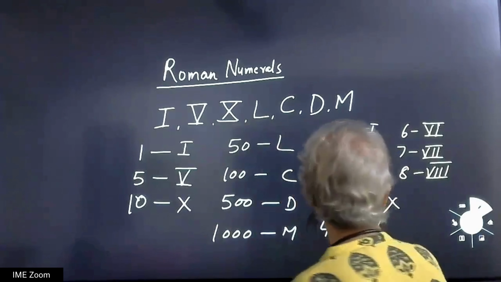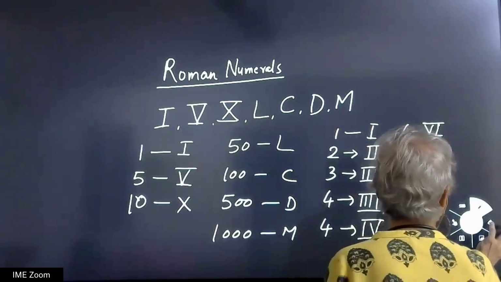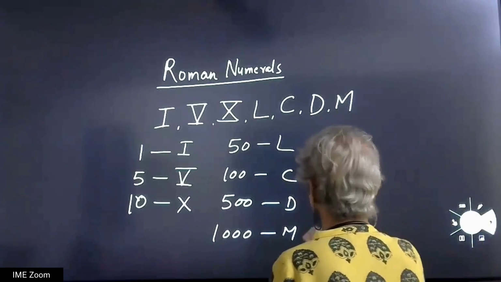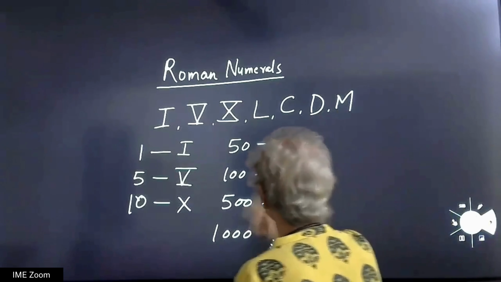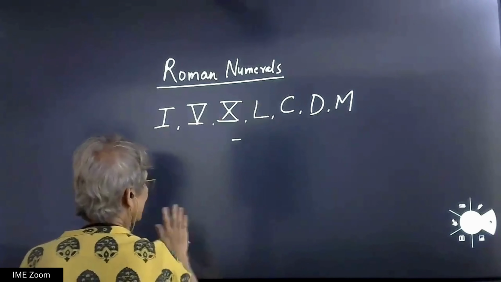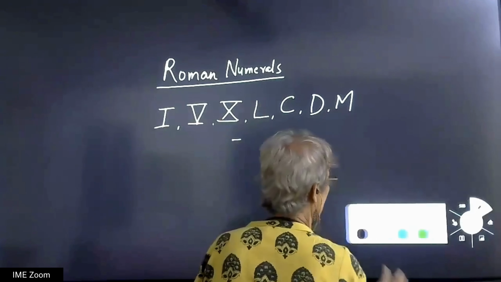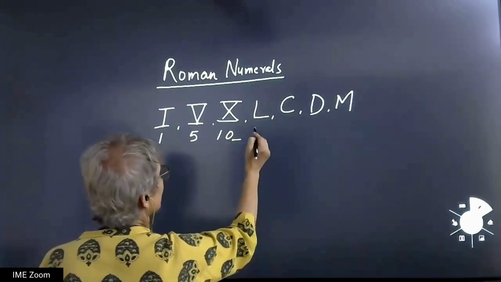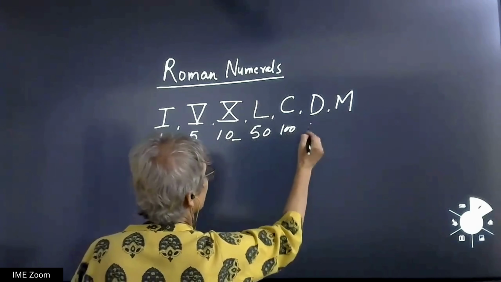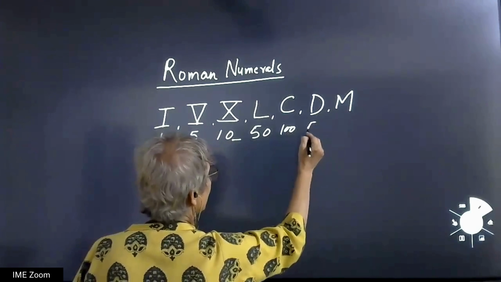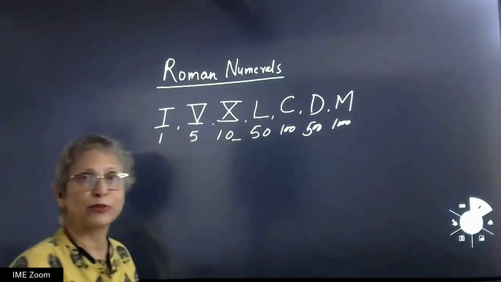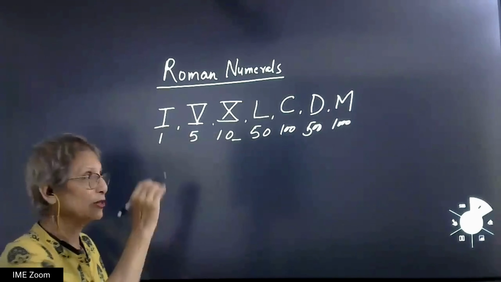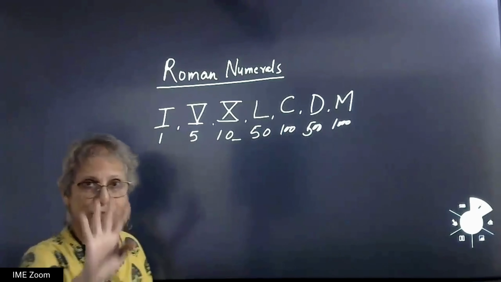Let us remove all this first. I will write all these symbols here, and below this I will write the numbers. This is 1, this is 5, this is 10, this is 50, this is 100, this is 500, and this is 1000. We did up to 8, right? Now how to write 9? We cannot write 5 and 4, 1. No, it is not allowed. We cannot write a letter 4 times.